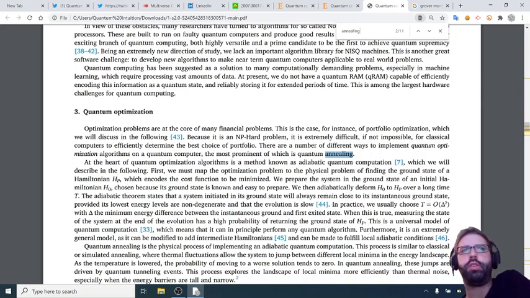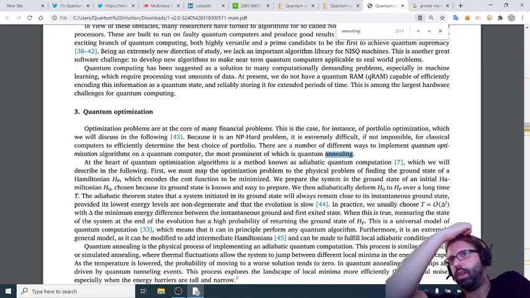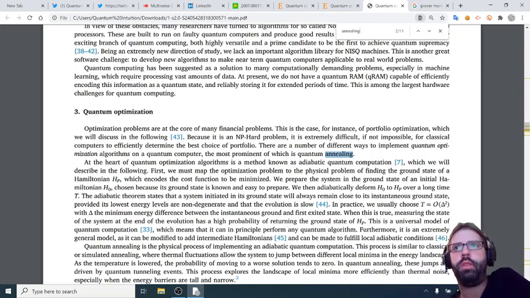When this is true, measuring the state of the system at the end of the evolution has a higher probability of returning the ground state of HP. This is a universal model of quantum computation, which means that it can, in principle, perform any quantum algorithm. That's actually quite nuts, to be honest. Like, how? It's an extremely general model as it can be modified to add intermediate Hamiltonians and can be made to fulfill local adiabatic conditions.